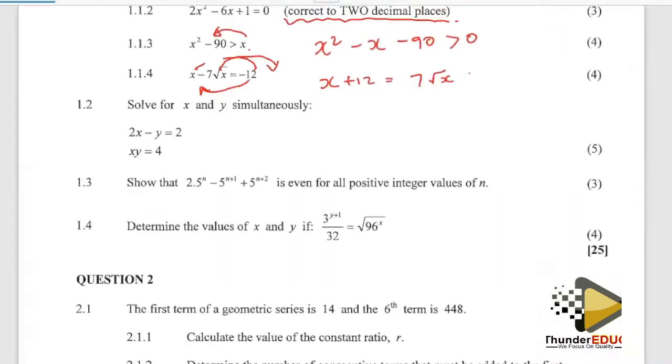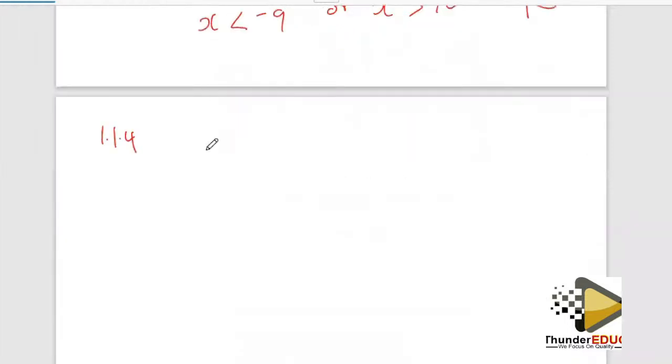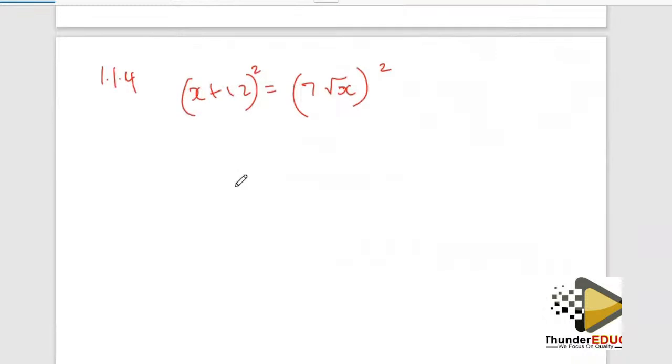So that's going to be my first step for 1.1.4. We're saying x plus 12 is equal to 7 square root of x. Step number 1. Then the next step is for you to eliminate this square root sign, and we can do that by squaring both sides. Then we need to expand this. We can use the FOIL since it will be x plus 12 and then x plus 12. So that's going to give me x squared plus 2 times that is 24x, and then 12 squared is 144.